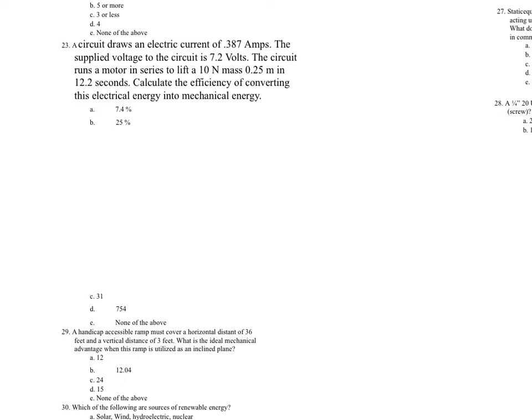Alrighty, let's go ahead and go over the last set of questions from the POE semester exam review. Starting with question number 23, a circuit draws an electric current of 0.387 amps, and the supplied voltage is 7.2 volts. The circuit runs a motor to lift a 10 Newton mass.